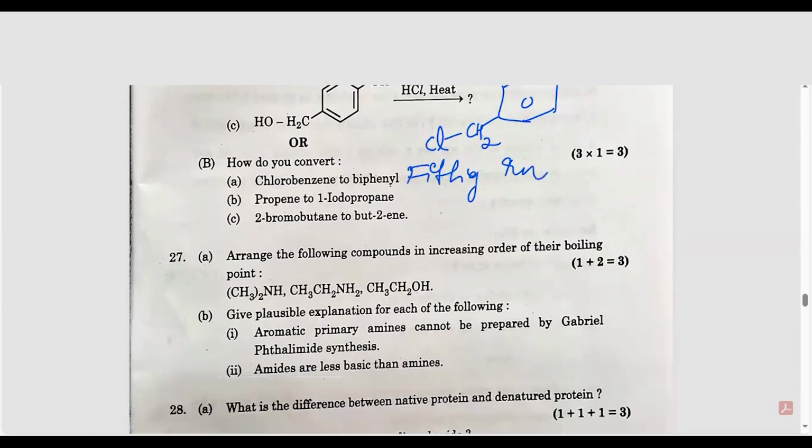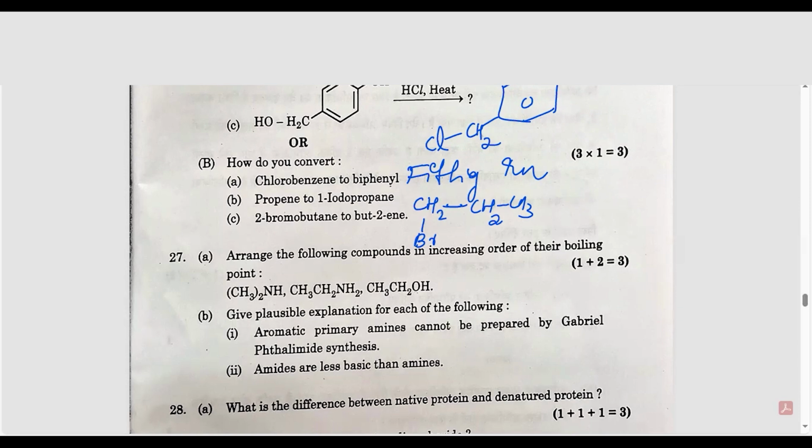Then propene to iodopropane. First of all, you have to do an anti-Markovnikov addition reaction. Propene, CH2=CH-CH3, in the presence of HBr and peroxide. The negative part will go to the carbon which contains more hydrogen atoms. So after the addition, you will be getting the product with Br here.